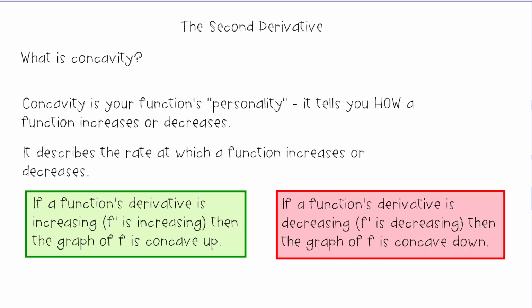Basically, if a function's derivative is increasing, or f prime is increasing, then the graph of f is concave up. If a function's derivative is decreasing, or f prime is decreasing, then the graph of f is concave down, and I'm going to show you what that kind of looks like.